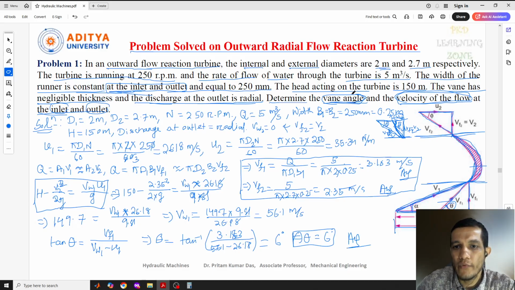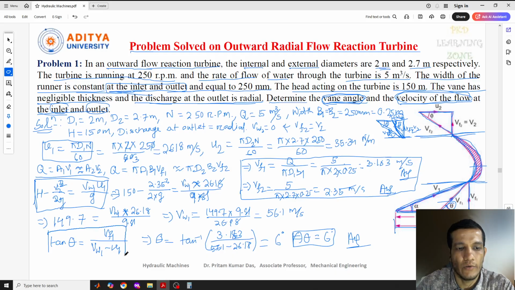In this way we can calculate the vane angle and velocity of flow for the turbine when it is given as an outward radial flow turbine. I hope you understand how to solve this problem. The only thing is we need to draw the diagram and remember some formulas, as I told you: the tangential velocity and the head equation. These things we can get from here, and this one you can get from the diagram also.